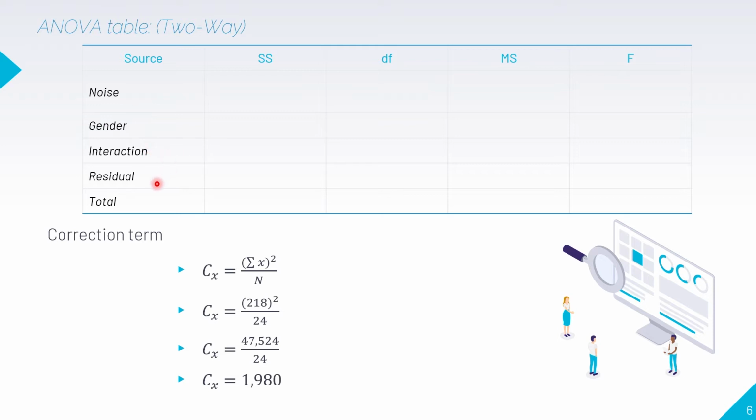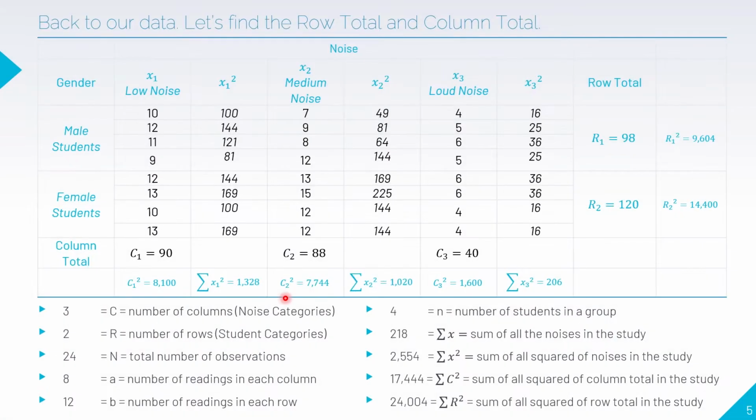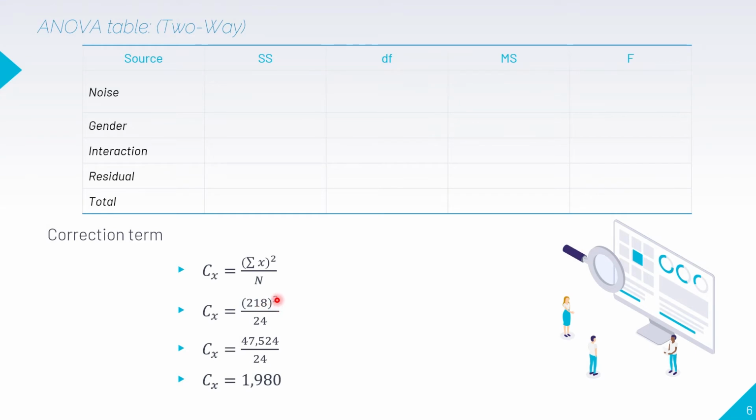So first, we need to find our correction term. Our correction term Cx is equal to our summation of x squared over n. So our summation of x is 218 here. So square that one, we have 47,524 divided by our n. Our number of observations is 24. So divided by 24, we have our Cx, 1980, because we'll be needing this later in our equations.